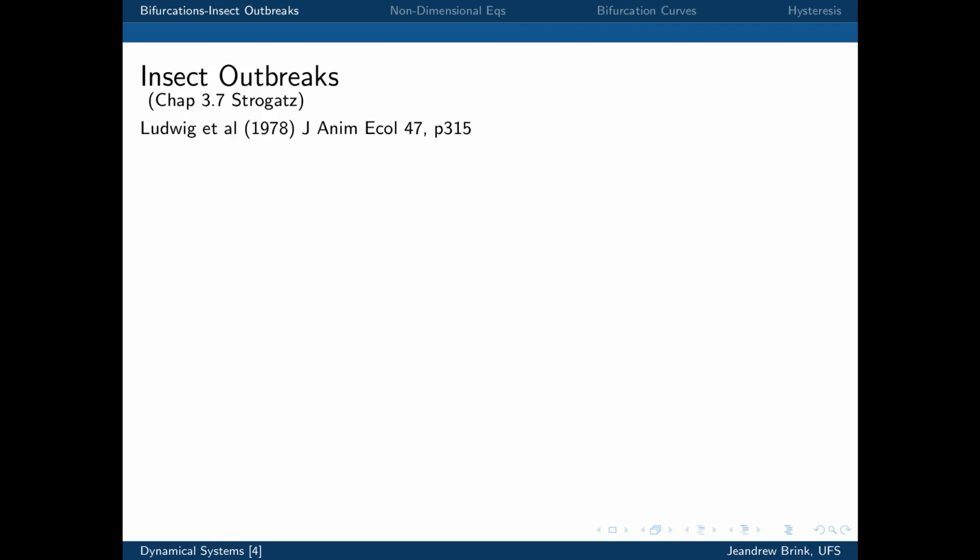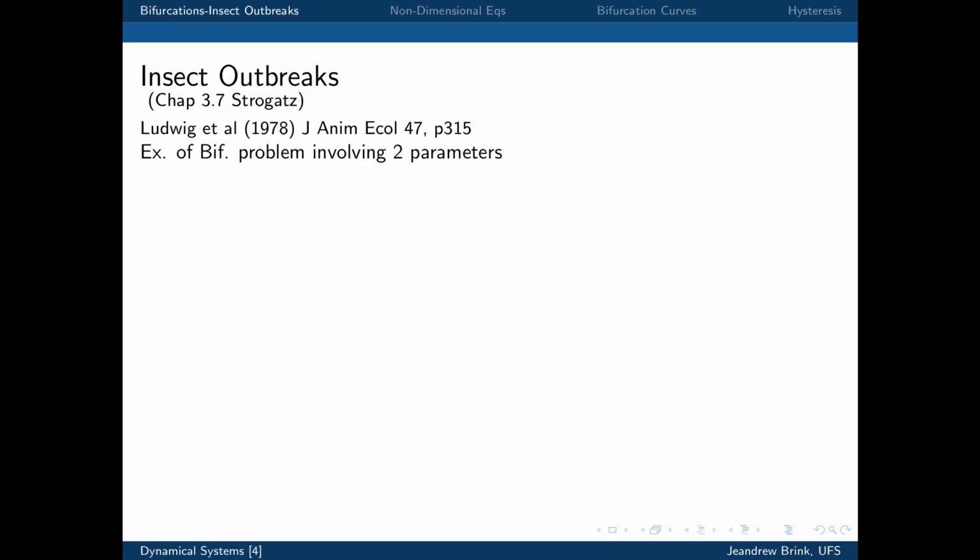The example that Strogatz uses in chapter 3.7 was originally worked out by Ludwig et al. in 1978, and it was published in this journal, volume 47, page 315. So this is just an example of a standard reference. For example, if you're doing a problem set, you would want to write it like that if you were to actually use any reference.